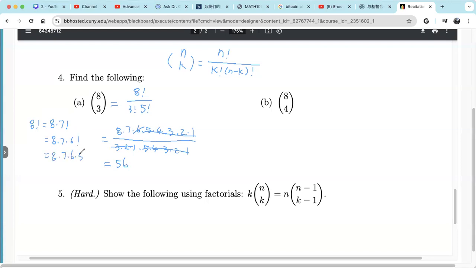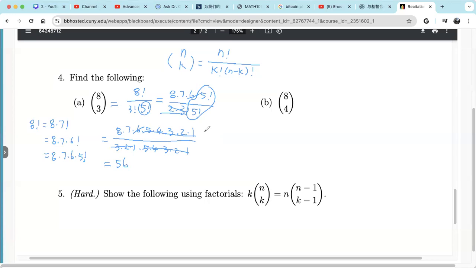Times 6 times 5 factorial. So in this case, we want to write 8 factorial just like that, 8 times 7 times 6 times 5 factorial, because the denominator will have 5 factorial. Then 3 factorial, 5 factorial. 5 factorial divided by 5 factorial becomes 1. So 3 factorial is 3 times 2. Then these two cancel. So we get 56. So this is normally how we calculate the factorial. So we don't want to multiply until 1.